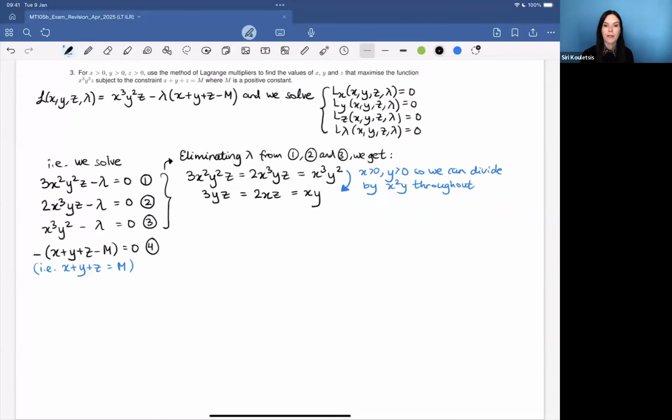So now we have simplified these 3 equations quite a bit. And so these here are 2 independent restrictions. So I can set 3yz equal to xy, that's one equation, and 2xz, sorry, is equal to xy.